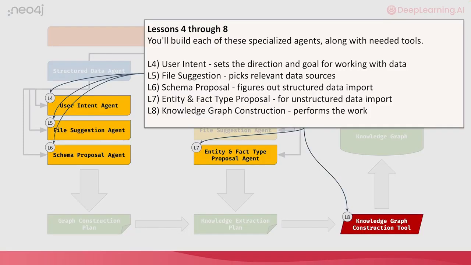In lessons 4 through 8, you'll go through the entire workflow for structured data, from user intent, file suggestions, to the schema proposal. Then, we'll skip over to the unstructured data, just the entity and fact type proposal. And then finally, we'll look at the particular tool in lesson 8 that does the graph construction itself. It does all the hard work that the previous agents really did the reasoning about what the work should be. In the next lesson, we'll actually get into doing some coding, building your first agent. We're going to be using Google's ADK.